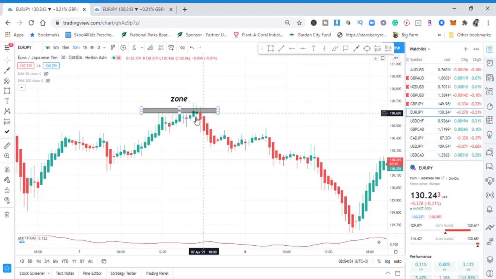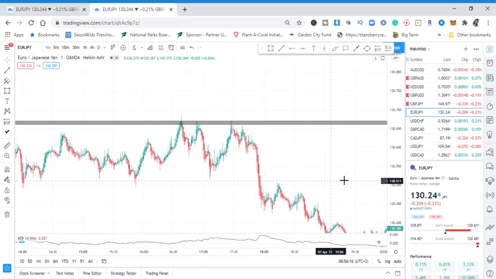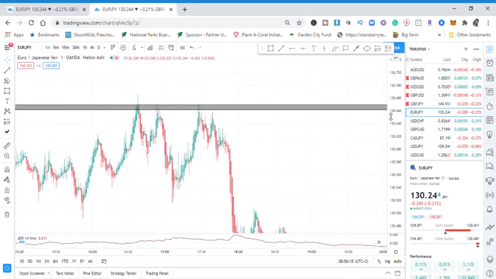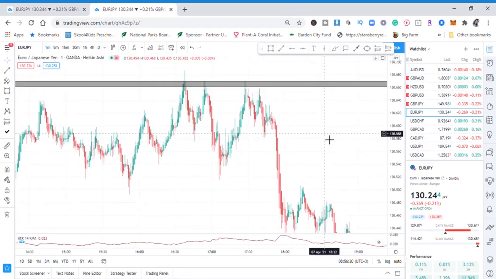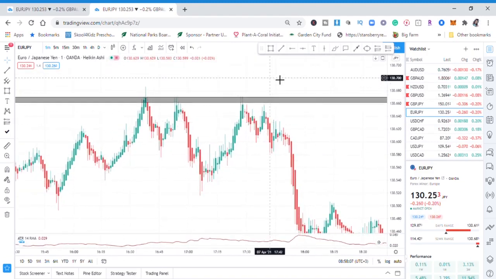So let's go to the 1 minute time frame. We are now in a 1 minute time frame. Remember, we were seeing some rejections on the higher time frame. You can see this zone has been tested for about 6 hours. So when it comes to this place it is interesting.